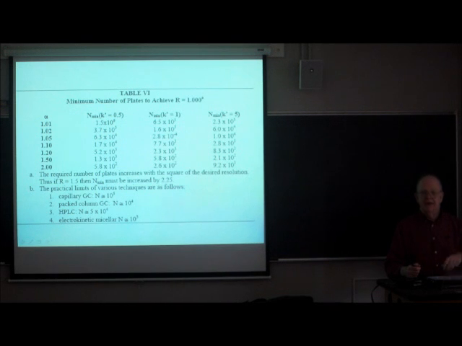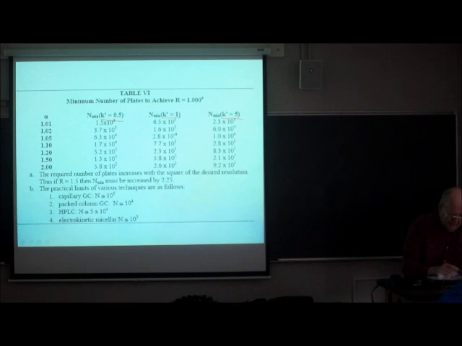Okay? Now I can take this equation and flip it around. I'm going to put N on one side and everything else on the other side of the equation. And I can calculate how many plates I need to do a separation if such and such is true. So I'm going to consider 3 cases: k prime equal to a half, k prime equal to 1, k prime equal to 5. And I'm going to look at a number of different values of alpha, the selectivity.